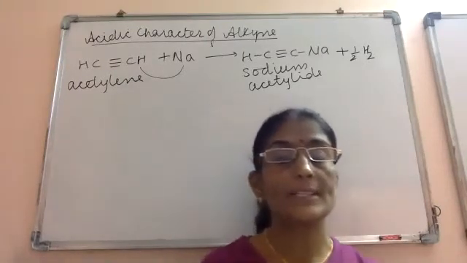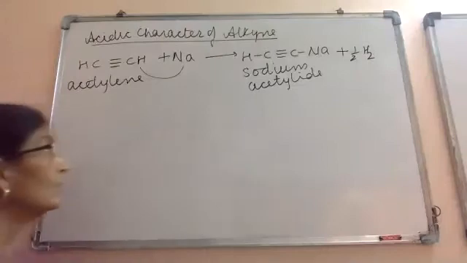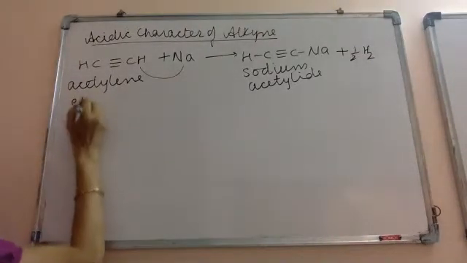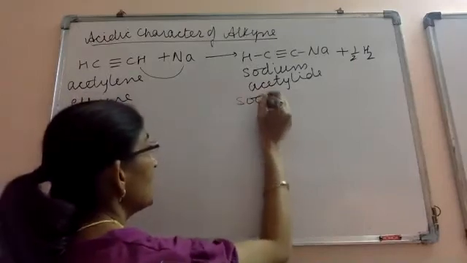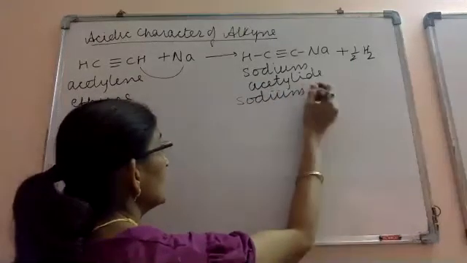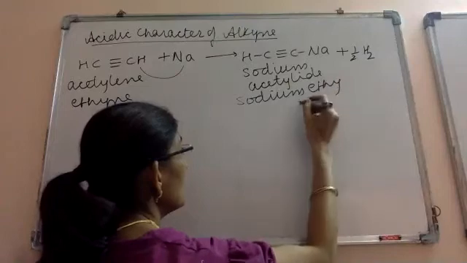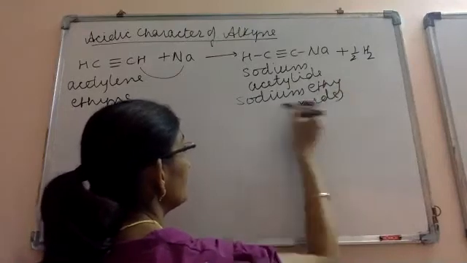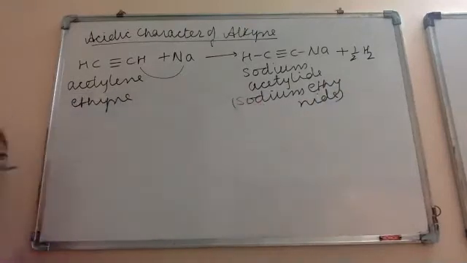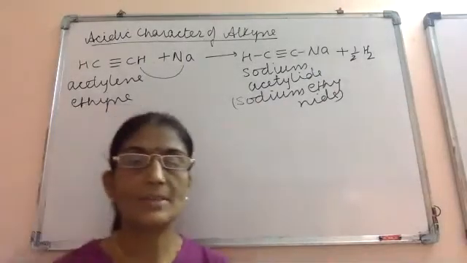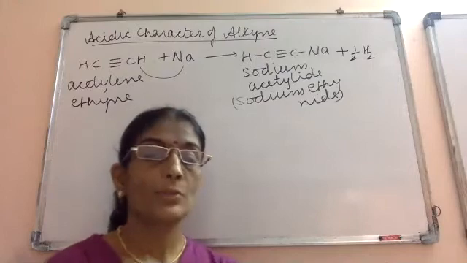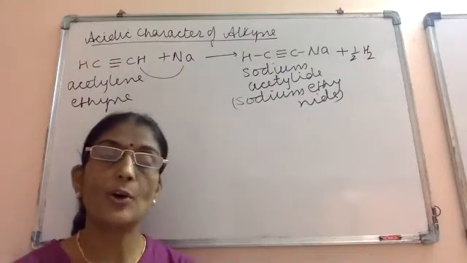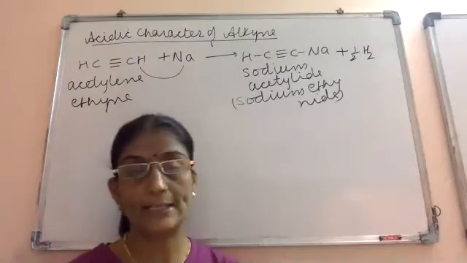Suppose we write the IUPAC name: ethyne, and this is called sodium ethynide. The common name is sodium acetylide and the IUPAC name is sodium ethynide, and hydrogen gas is released. So this reaction proves the acidic nature of acetylene or ethyne.